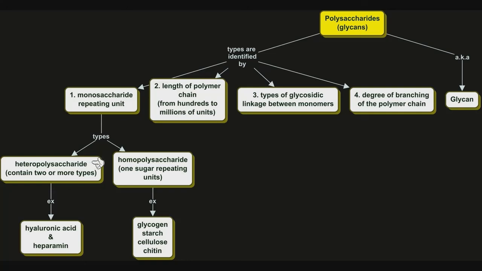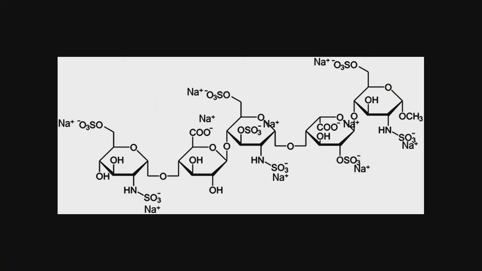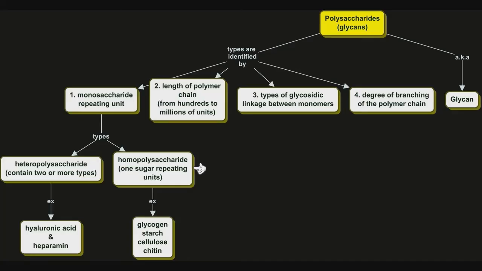An example of this is hyaluronic acid and heparin. This is an example of a repeating unit of heparin. Another type of monosaccharide repeating unit is called homopolysaccharide. When we speak of homo, contrary to hetero, homo means only one sugar repeating unit. Examples of these are glycogen, starch, cellulose, and chitin.